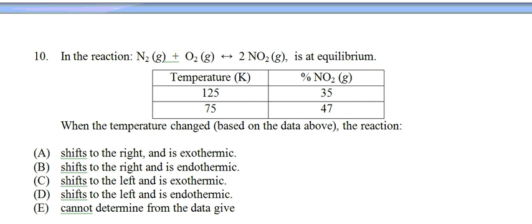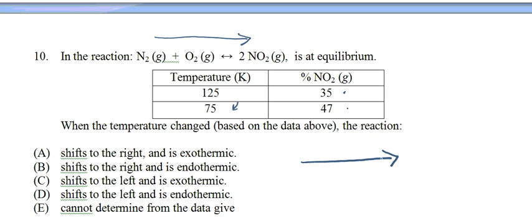So the first thing we need to do when we look at a question like this is, first and foremost, determine the shift. As we go from 125 to 75 degrees, the percent goes from 35% to 47%. What does that mean? That means we are forming more NO2, which means the reactants are forming more product. Therefore, the shift is to the right.